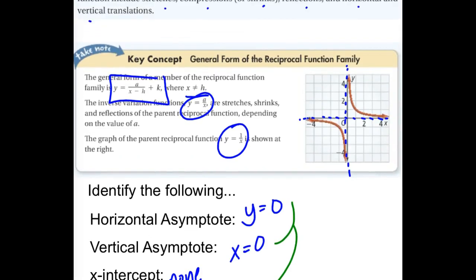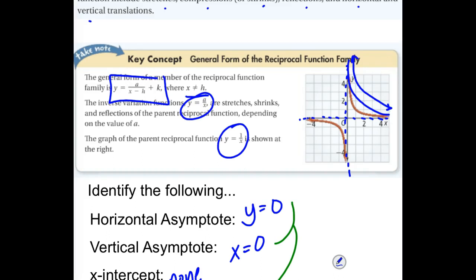Can you picture the asymptotes changing if we do a stretch or compression? Would that cause those asymptotes to change? No. Do you remember when we talked about our graphs last week? What happens as that A value got bigger? What happens to the branch? The branch moves farther out, right? But we still have those same asymptotes.